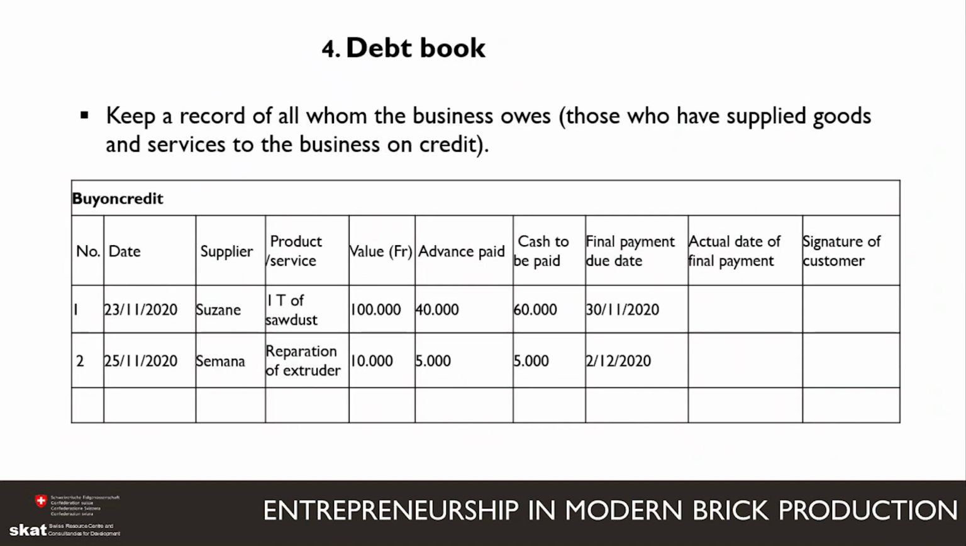The debt book is somehow the opposite of the credit book. It is when you have purchased goods from someone, but you didn't pay the full amount. You need to record that debt because it is an obligation you have to pay at some period. So you also have to record the value of the goods you haven't yet paid.